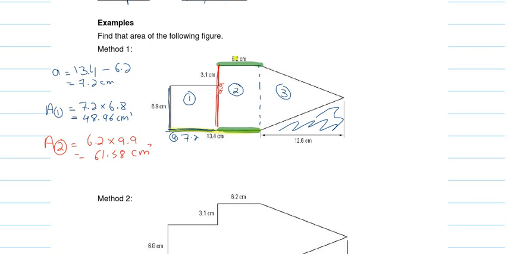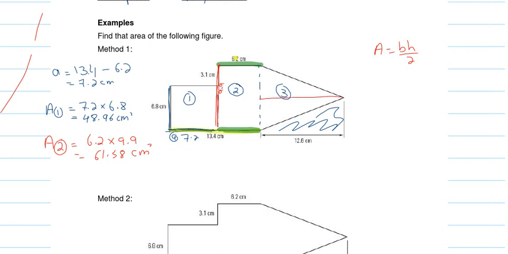And then looking at the third shape, it is a triangle. So for the triangle, I know I need base times height divided by 2, right? That's the area of a triangle. So it's base times height divided by 2. What's my base? What's my height? 12.6 is your height.